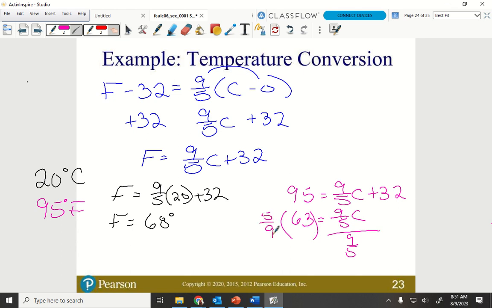Now, mental math again. Since I had that fraction, we can do division first. So 63 divided by 9 is 7, times the top number, times 5? 35. So 35 degrees Celsius. So mental math, a neat trick.